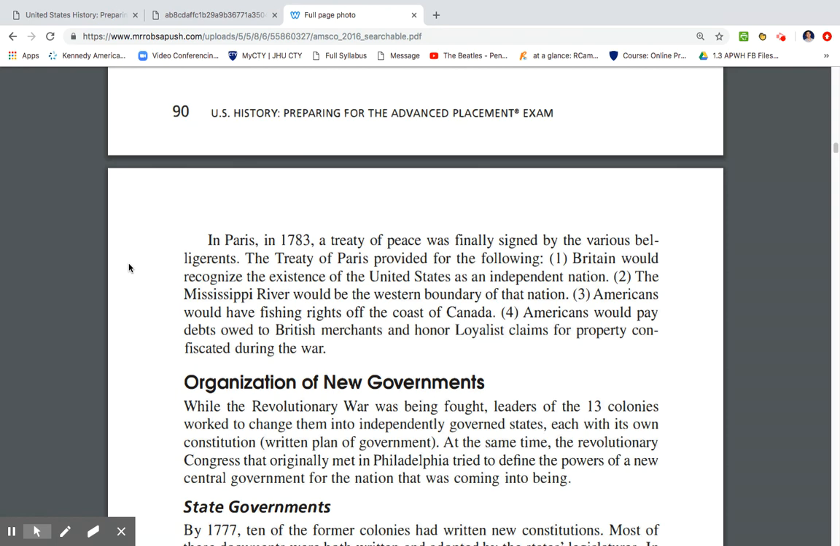The Treaty of Paris provided for the following. Britain would recognize the existence of the colonies as an independent nation. The Mississippi River was the western boundary of the nation. Americans would have fishing rights off the coast of Canada, and Americans would pay debts owed to British merchants and honor Loyalist claims confiscated for the war.